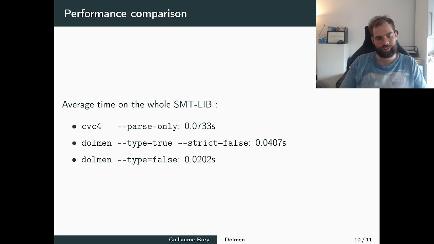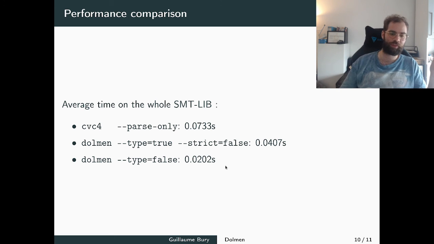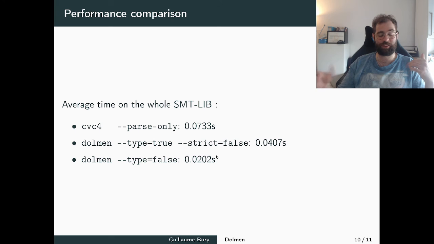And if we use Dolmen to only parse files, so we deactivate typing, we see that it speeds up Dolmen by a factor of 2. Basically, we can see that when running Dolmen on a file, half the time is spent reading the input and creating the syntax tree, and half the time is spent checking the types for the syntax tree.